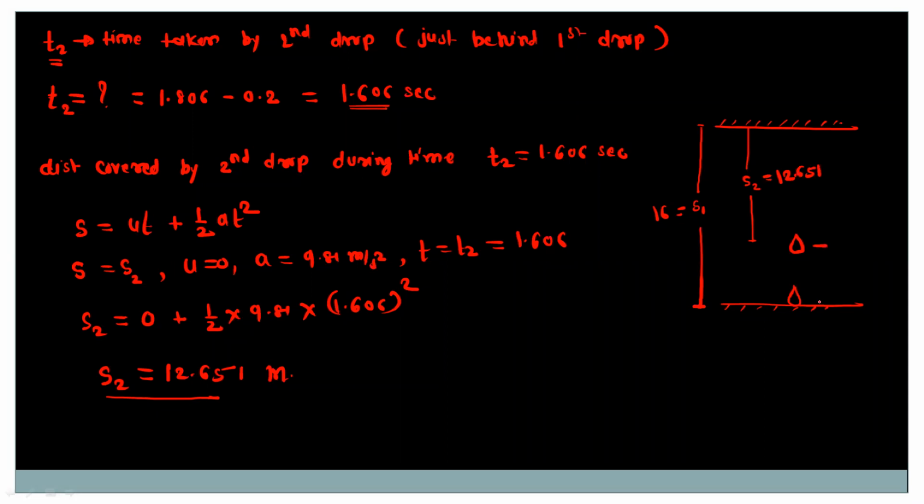So H is equal to S2 minus S1, sorry, S1 minus S2, and that is equal to 16 minus 12.651. So this is 3.3488. Okay. So this is the distance between the first and second drop. So this is how you can solve this problem.